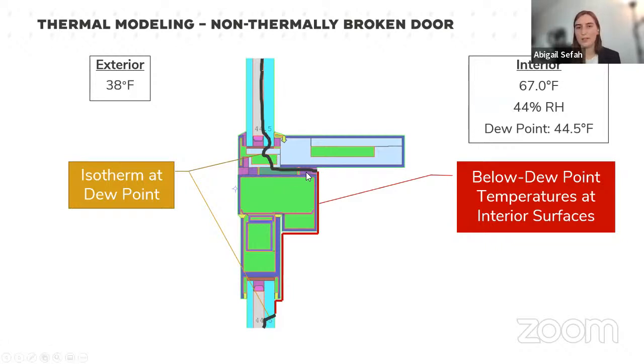When the isotherm reaches the interior here, that means that all of these temperatures are lower than the dew point. And I've highlighted that in red. That's where we would expect condensation to form. So if the temperatures on an interior surface are below the dew point, we generally say there's the potential for condensation.